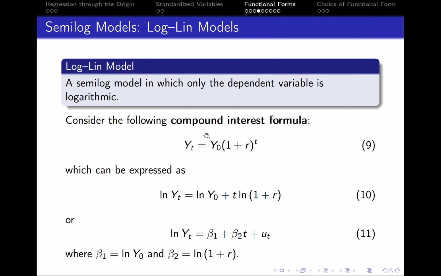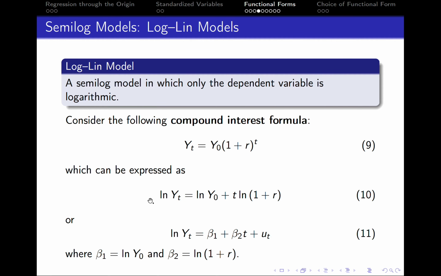So let's consider the following compound interest formula. y is equal to some constant value y0 multiplied by 1 plus the interest rate taken to the power of time. This is how we calculate the compound interest on y, which we can express in the following way. By taking the logarithm of both sides, we get the following expression: ln y is equal to ln y0 plus t, time, multiplied by the natural logarithm of 1 plus r.